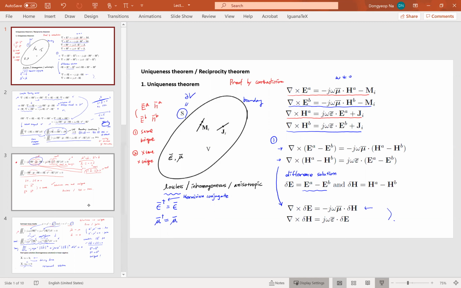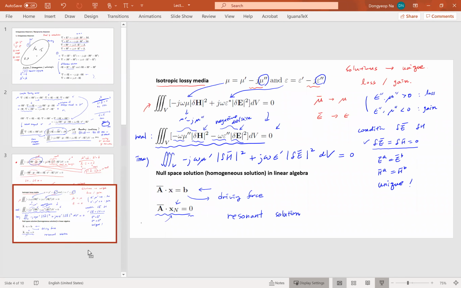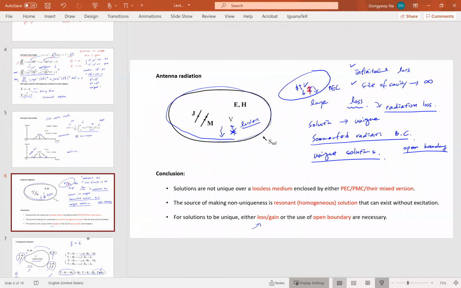So in order for the solution to be unique, we should introduce loss or gain terms to the medium. The other way we can make the solution unique was to introduce an open boundary instead of a closed boundary, so that we have radiation loss. The field generated by sources can never come back to our sources, so that place is kind of lost. So solutions were able to be unique.